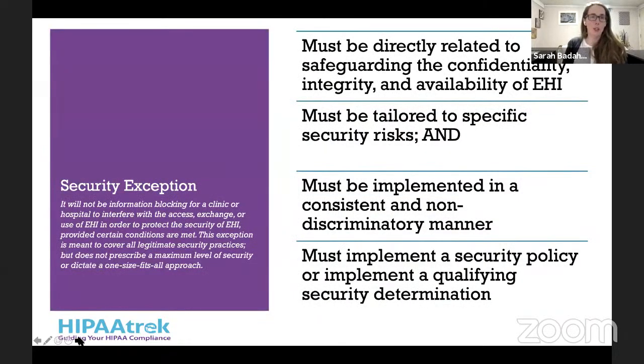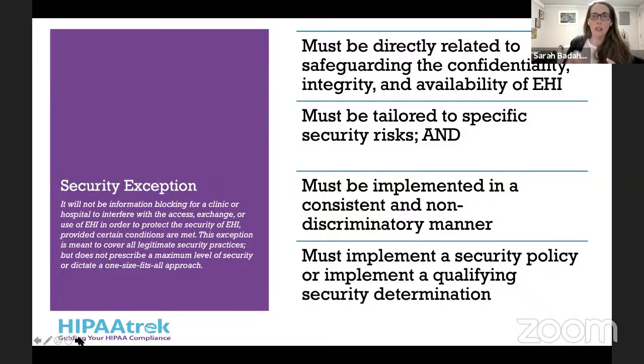All right, the security exception. So this is an exception that if you were to release the information, then it would cause a cybersecurity issue for your organization. Or if you're trying to release the information and it could somehow jeopardize the confidentiality, integrity, or availability of your EHI. This must be tailored to specific security risks. So you can't just say broadly, you're not going to allow an API or allow patient information to be sent in via email because of security issues.